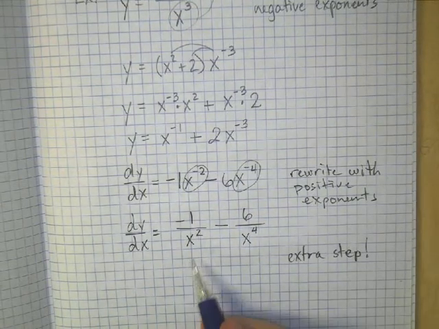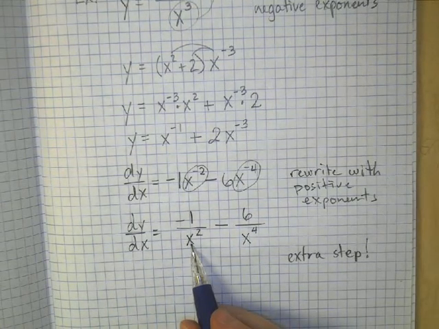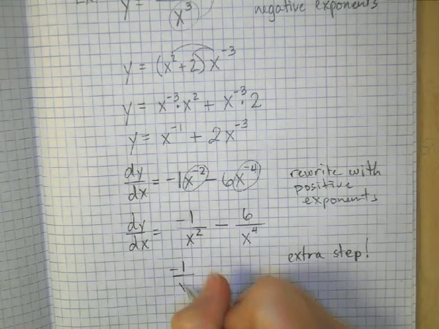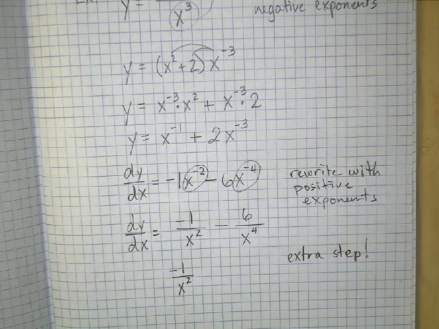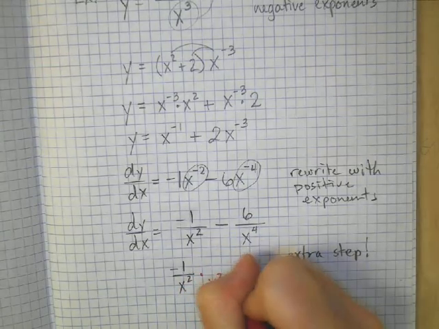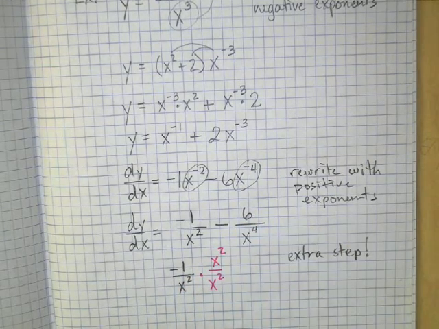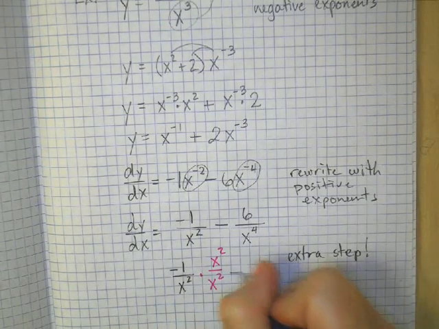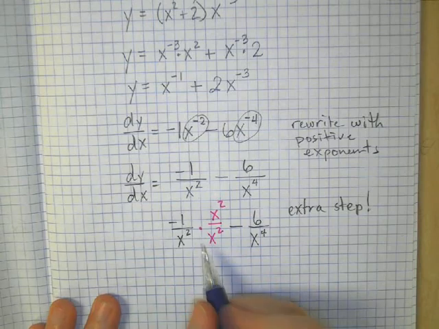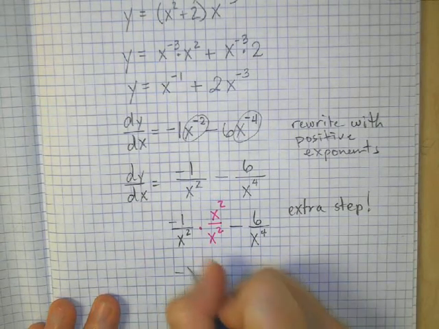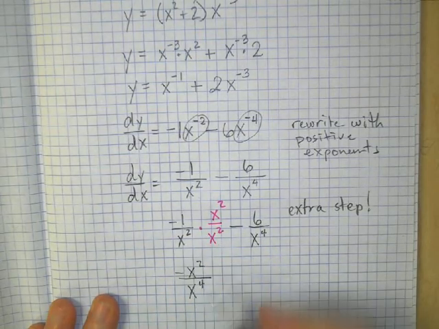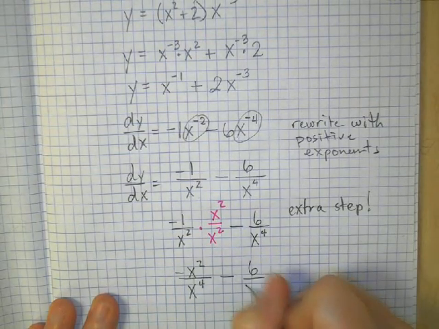So first we need to get a common denominator. I can make x squared look like x to the 4th by multiplying it by x squared over x squared. So I'll take another color. I'm going to multiply this by x squared, and this second fraction is going to stay the same. So my first fraction becomes negative x squared over x to the 4th. X squared times x squared is x to the 4th, minus 6 over x to the 4th.